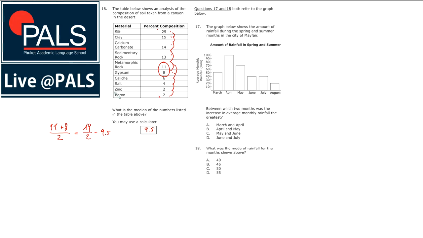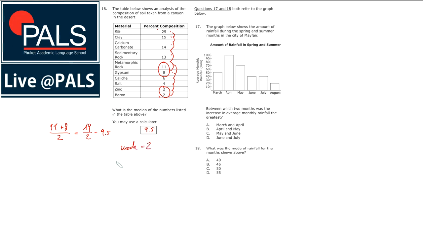Something else that they might ask: what is the mode? The mode is the most repeating number, the most occurring number. In this case, the mode would be 2, because we have two 2's here, and all the other numbers just occur once. So the mode in this case would be 2.